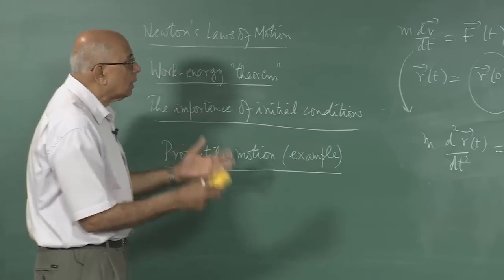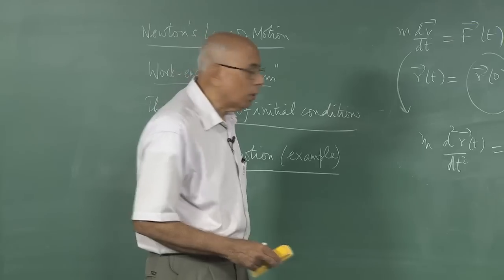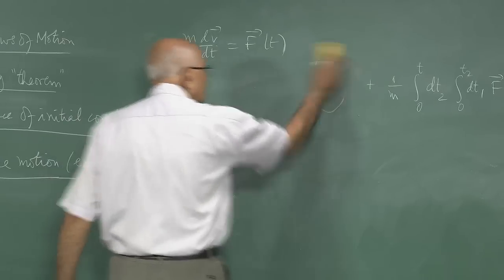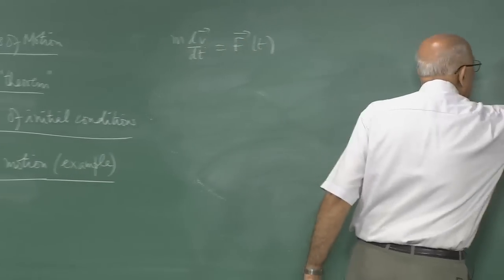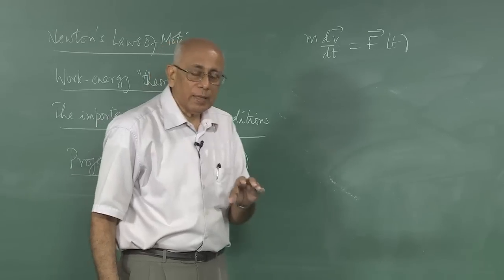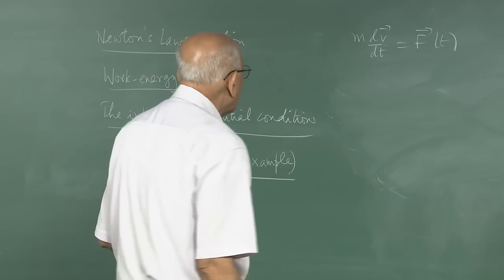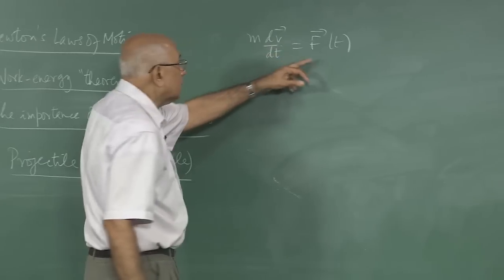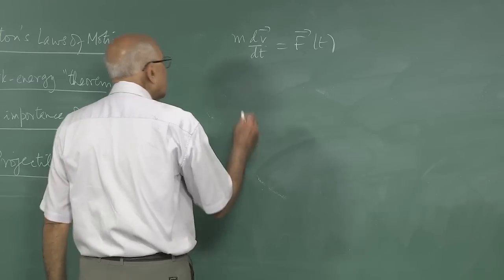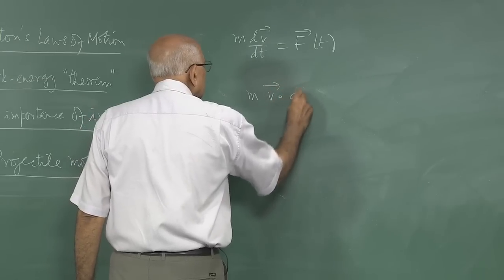Meanwhile, one small digression. We should have done this a little earlier, and that has to do with the so called work energy theorem. Let us go back to this equation and look at what it has to say. If I take a single object, a mass m, and apply a force F on it, which could be time dependent, then Newton's equation says that m dv over dt is F of t. Now let us take a dot product of both sides of this equation with v itself.